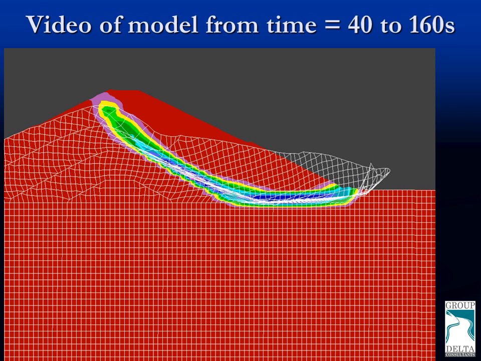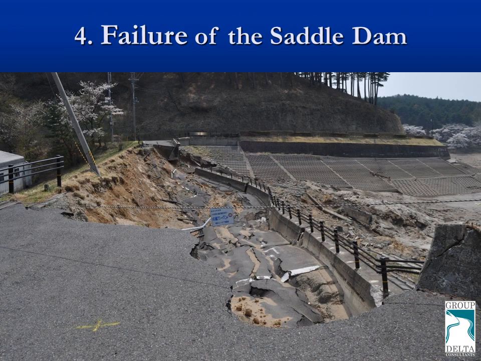This mode of deformation would allow for water to overtop the dam, leading to the failure that was observed by overtopping about 25 minutes after the beginning of the earthquake.